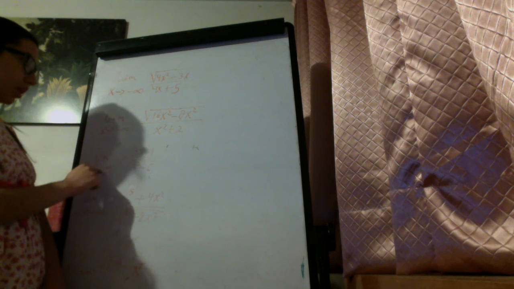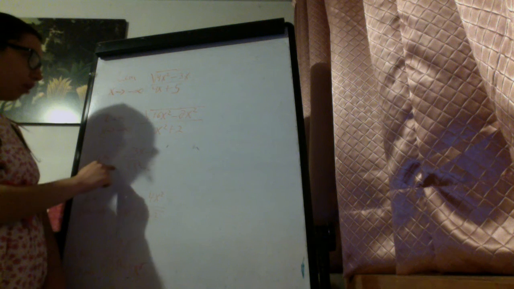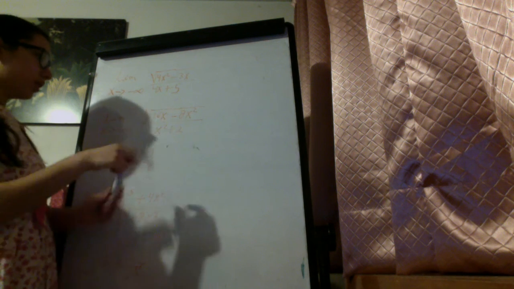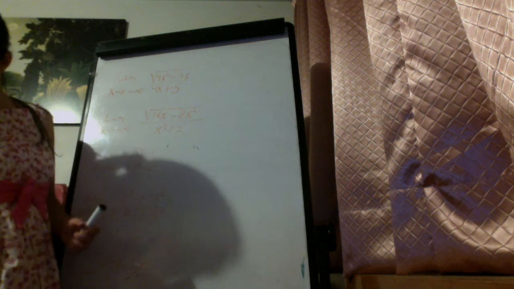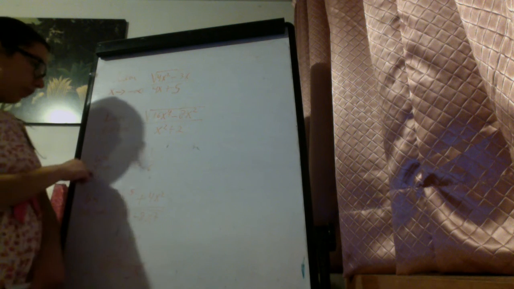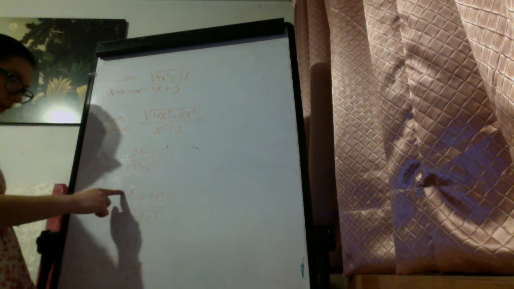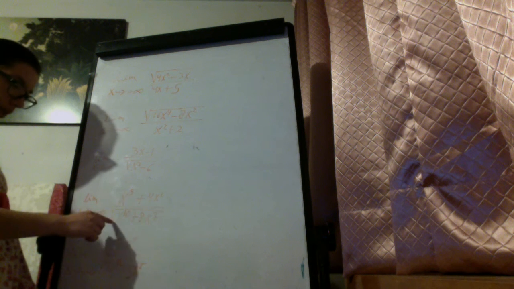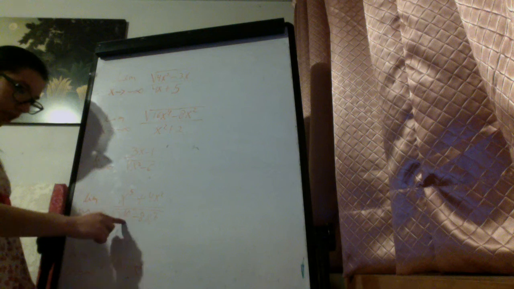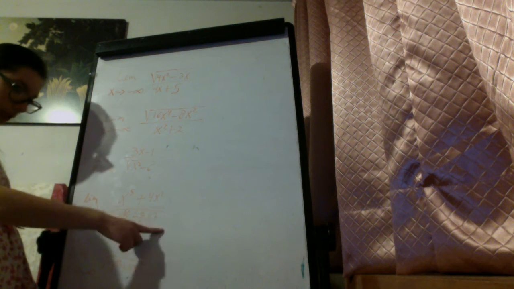Here the limit as x approaches infinity of, sorry, here I made a mistake, this is 16x to the 4th power. Now the limit as x approaches infinity of 3x minus 1 divided by square root of x squared minus 6. Limit as x approaches negative infinity of x to the 5th plus 4x squared divided by square root of x to the 10th plus 8x to the 7th.